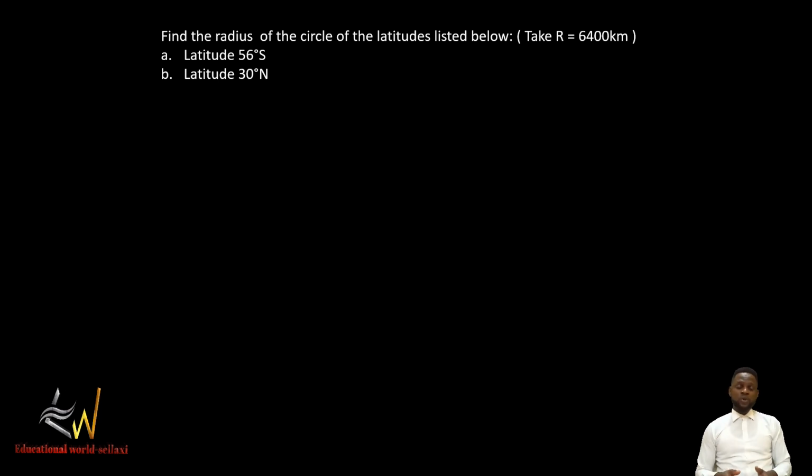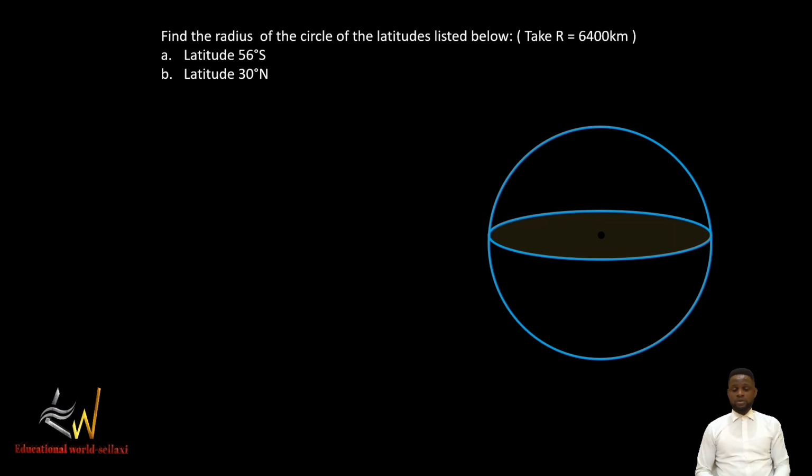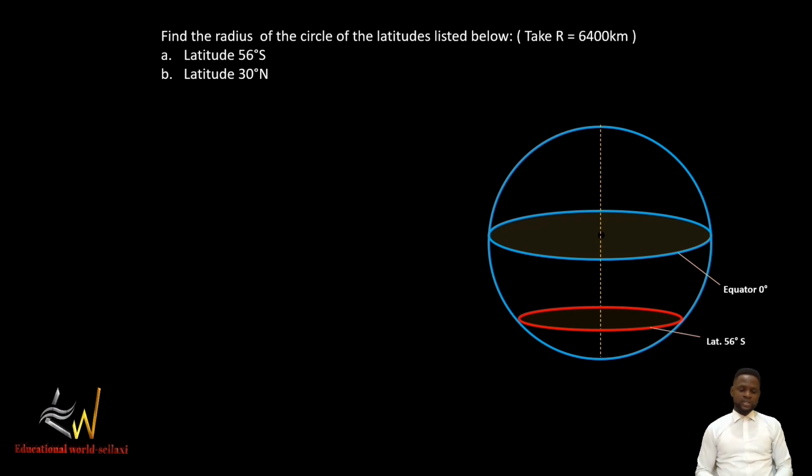Now, in any problem concerning longitude and latitude, it's good for you to have a very good sketch. So that is the globe. That's the equator. The other latitude you are seeing there is latitude 56 degrees south. That's the equator at 0 degrees. That's the radius of the equator, and this other one is the radius of latitude 56 degrees south. So 56 degrees is an angle of depression from the center of the earth downwards, and you can see alternate angles are equal.